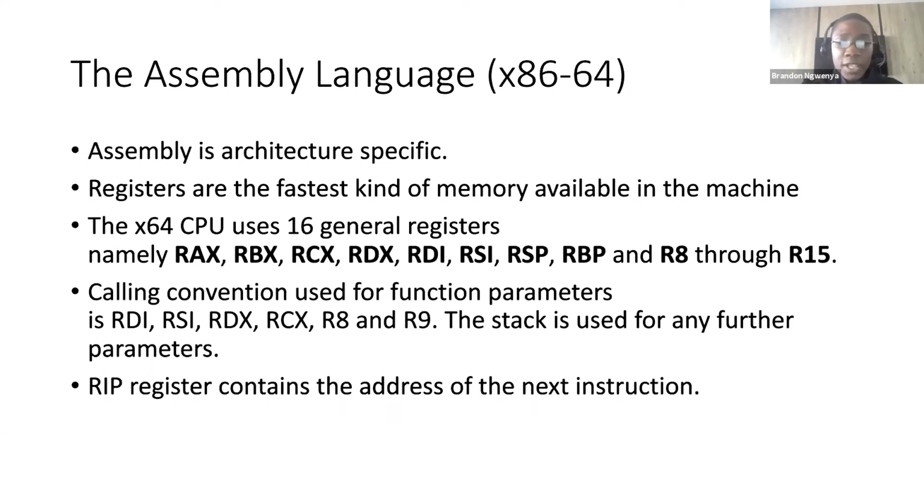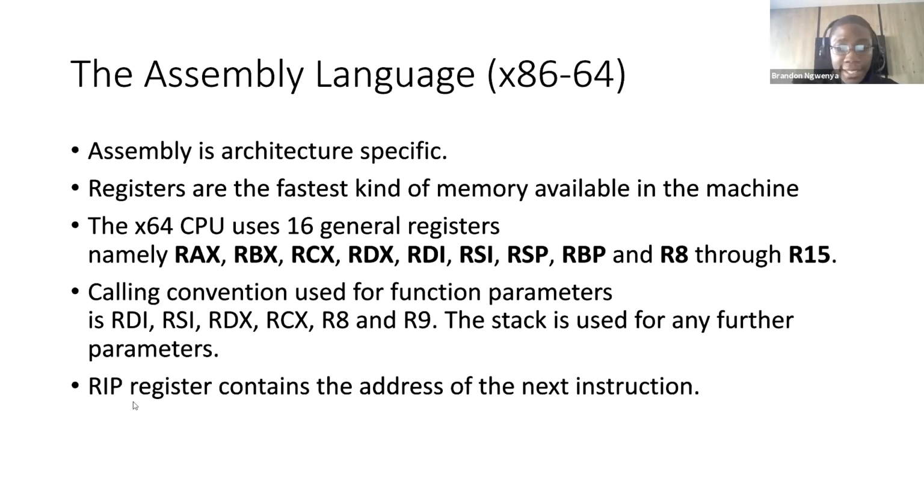RDI would always be the first function parameter. RSI will always be the second function parameter. RDX will always be the third function parameter. It's important to note that these are only used in the 64-bit architecture. If you're using a different architecture, the register names will be different.